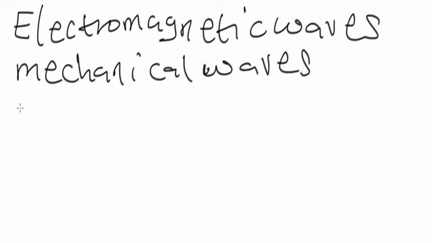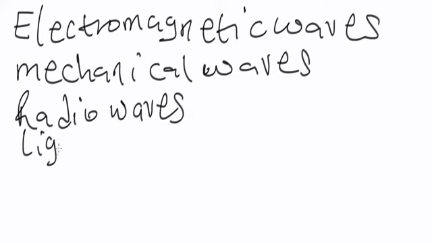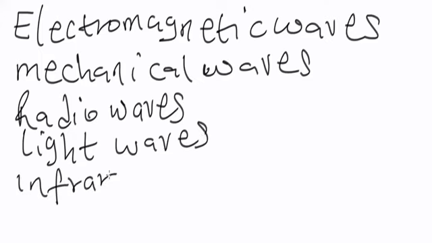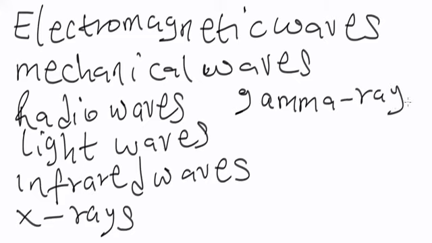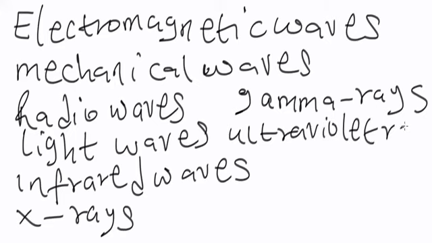A couple of examples: we have radio waves, we have light waves, we have infrared waves, that's heat. All right, we have X rays, we have gamma rays, we also have ultraviolet rays from the sun. Okay, so these are common examples of electromagnetic waves. Now, having done this, let's look at the idea behind mechanical waves.